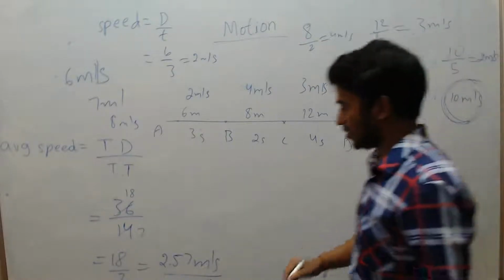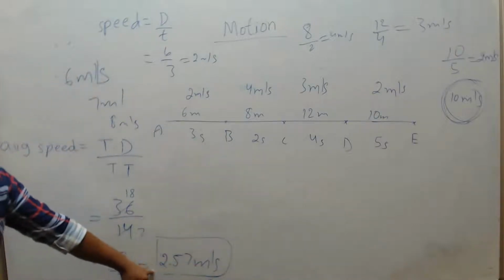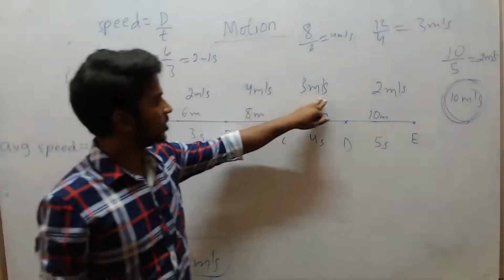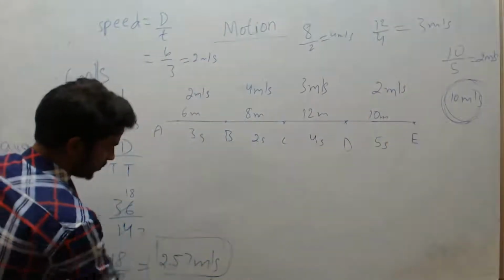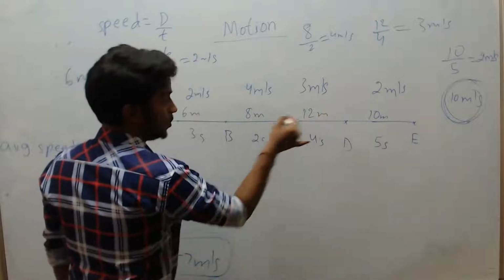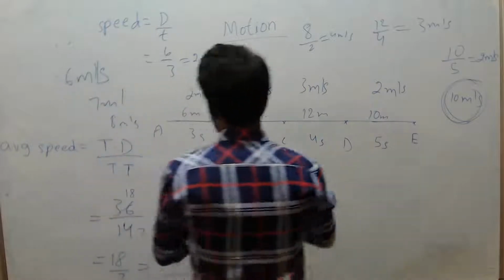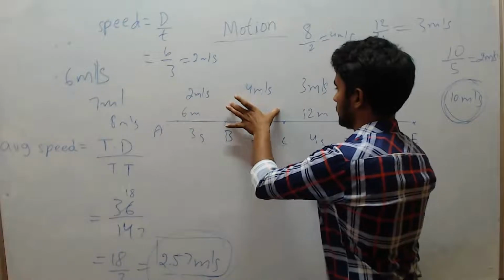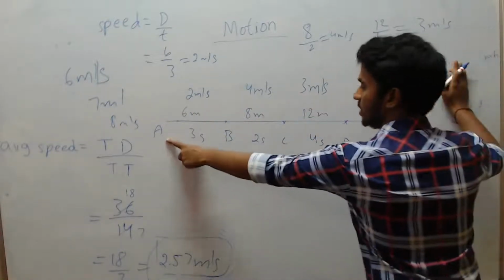Just observe here. The object doesn't travel using this speed. First it traveled 2 meter per second, then 4 meter per second, then 3 meter per second, then 2 meter per second. You can't see the speed 2.57. But if you take the average from A to E, that is 2.57 meter per second. Just imagine it travels first 2, then 4, then 3, then 2 meter per second from A to E.